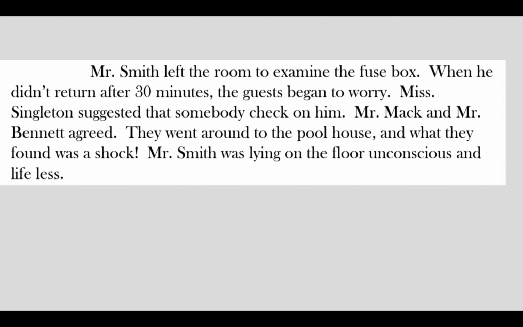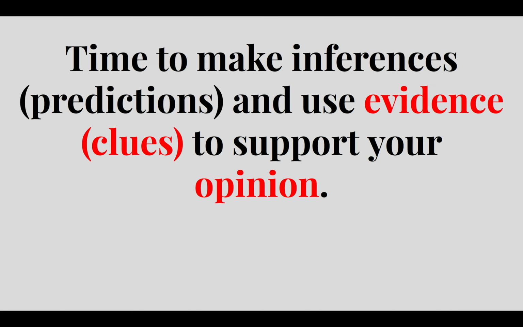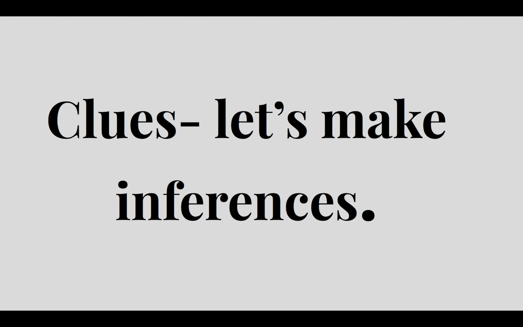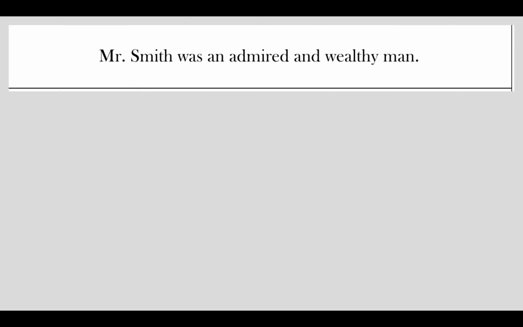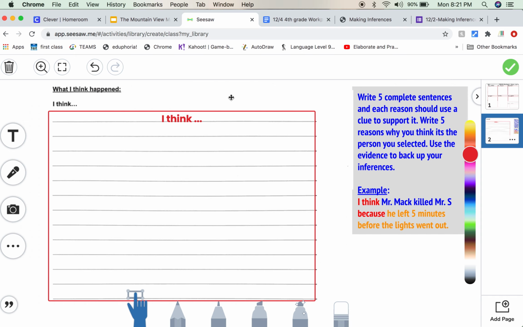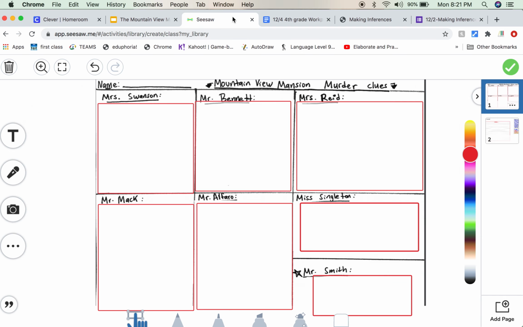Detectives, 4th graders are detectives today. Now it's time to make inferences, meaning predictions, and you're going to use evidence, the clues, to support your opinion. Let's make some inferences. The first clue, remember, at the end, I will show you what to write. So follow along with me. Let's get our brain warmed up. Let's look at these clues. Let's make inferences, and then I will let you know when it's time to fill out your notes. So don't write anything yet, because I'm going to let you know what you need to write on page 1 here.